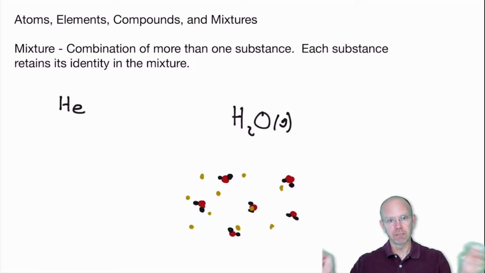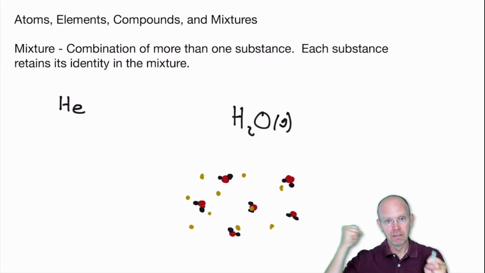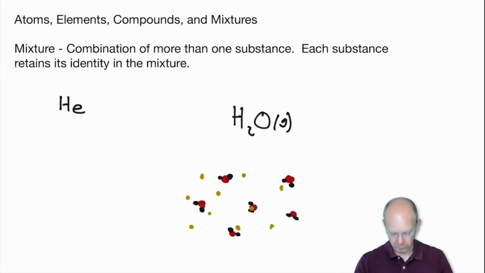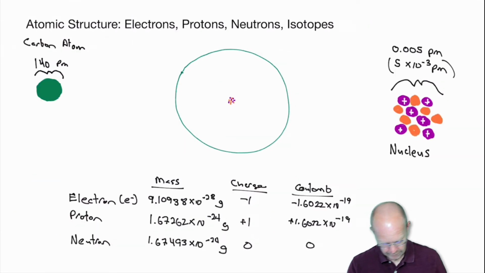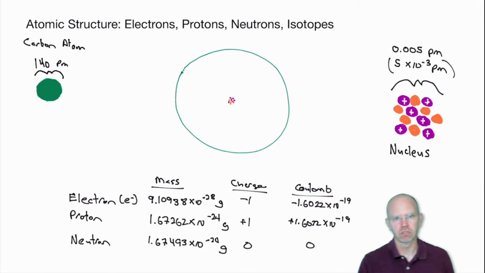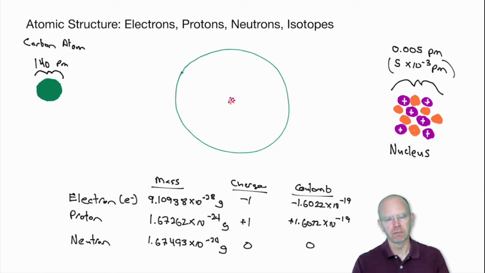But in principle, you can separate them back and they all sort of remain, have their original identity once you separate them apart. So that's what a mixture is. Let's dig into atomic structure. What makes up those individual atoms that are part of elements and are part of compounds? And we're going to use the example of the carbon atom as our first example.